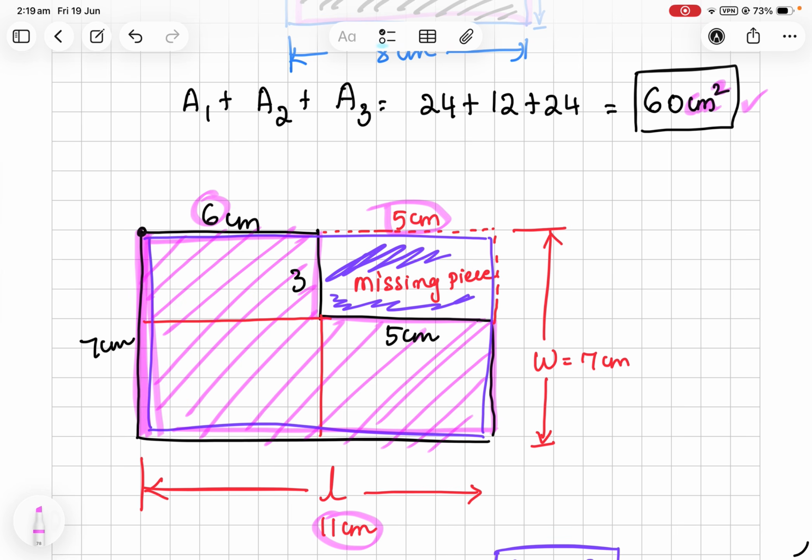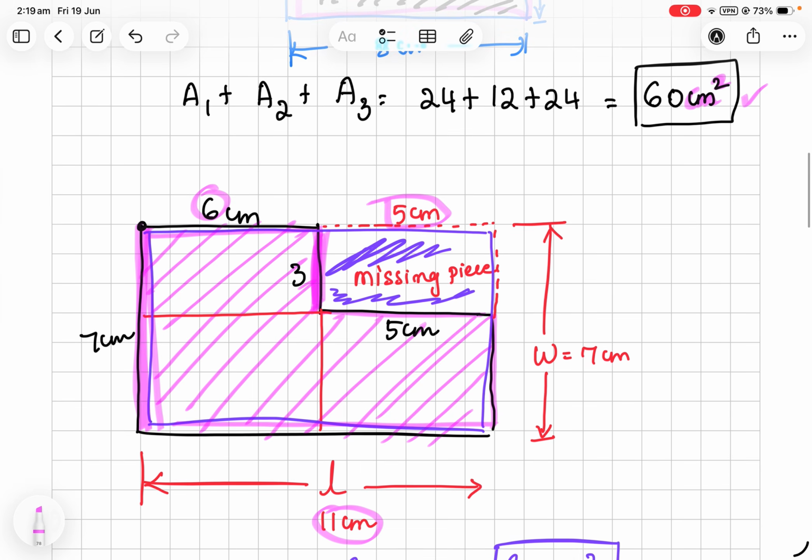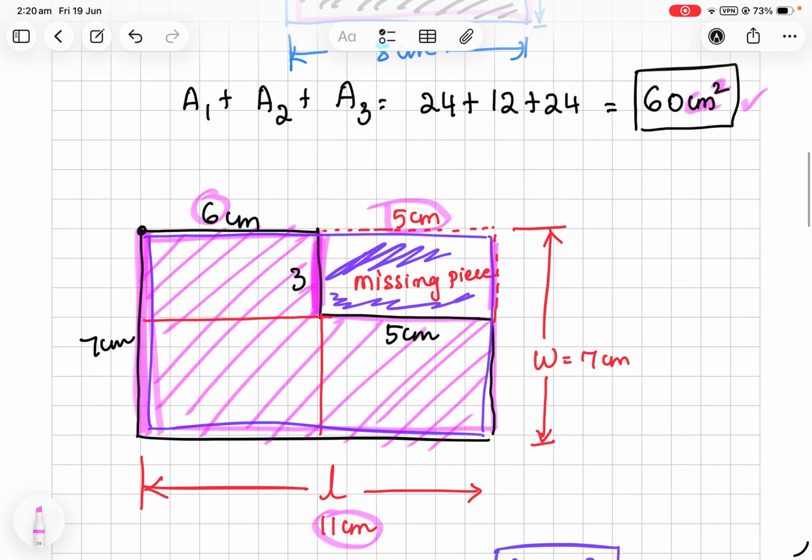Because this is given to you as 3, 7 minus 3, that means, what did I miss? Opposite sides are always the same in rectangles. So this whole thing is 7. If this part is given to you as 3, then this is also 3. That's how you need to know. And then this one would be 4 right here.